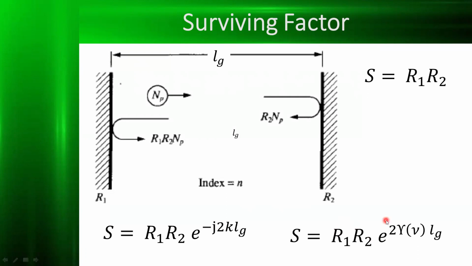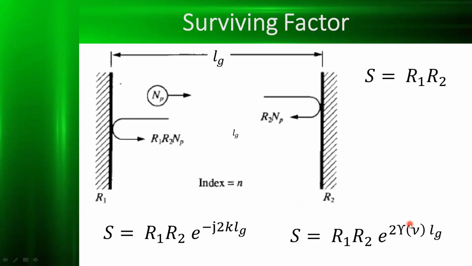And also there is another gaining parameter, which is e power 2 gamma Lg, and here we use the term 2 Lg to express the distance carried out in one round trip, as the distance between the two mirrors is Lg. So in one round trip you make a distance 2 Lg, and gamma is the gain coefficient, which can be greater than 0 if N2 is greater than G2 over G1 times N1. So now this new equation, this new surviving factor, describes the losses in the system and also the gain in the system.